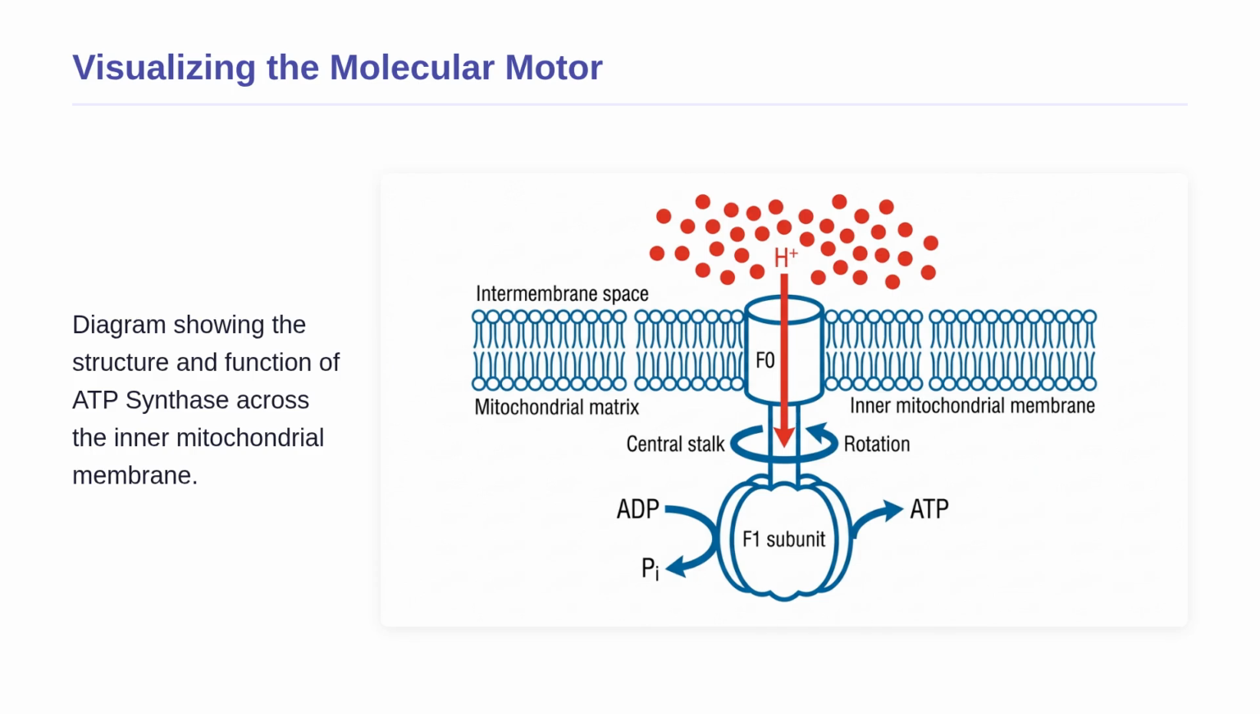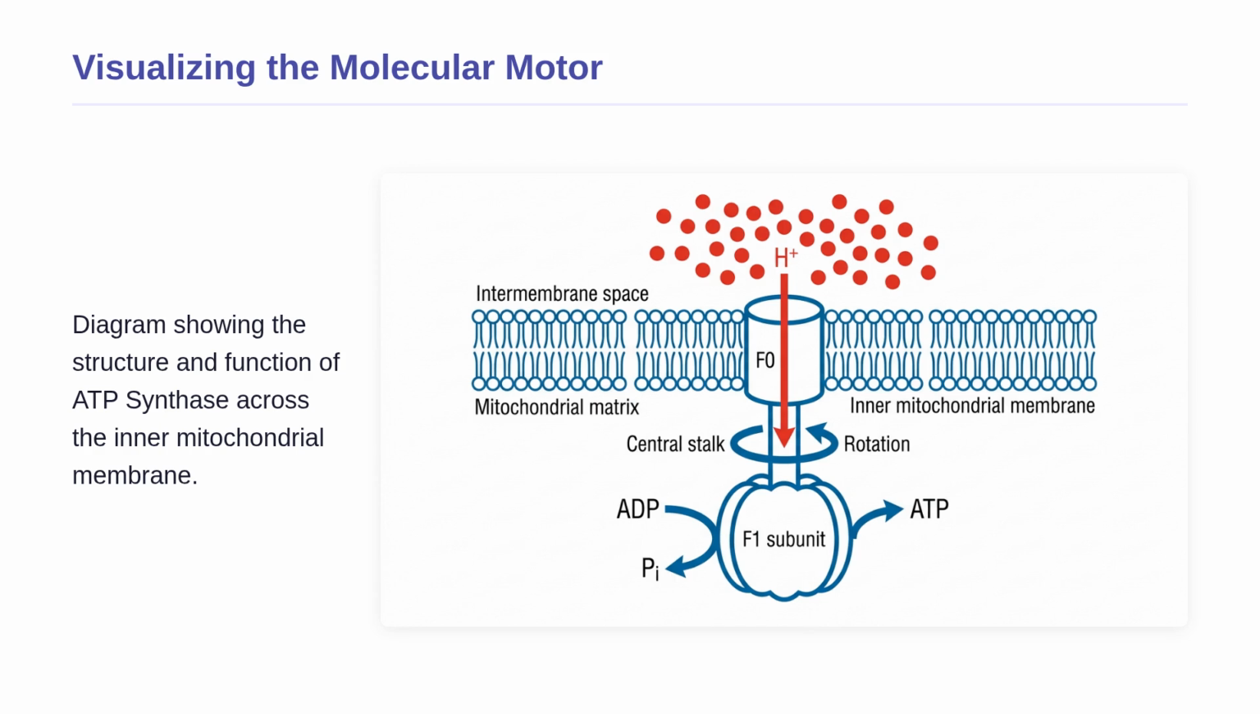Now that we have calculated its efficiency, let us look at the complete picture of this brilliant machine. In this diagram, you can see the inner mitochondrial membrane separating the intermembrane space at the top from the matrix at the bottom. Notice the high concentration of red protons at the top. The F0 subunit forms the channel through the membrane, and the red arrow shows protons flowing down their gradient. This flow turns the central stalk, indicated by the rotation arrow.